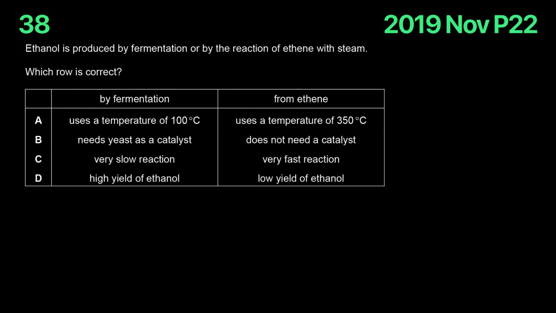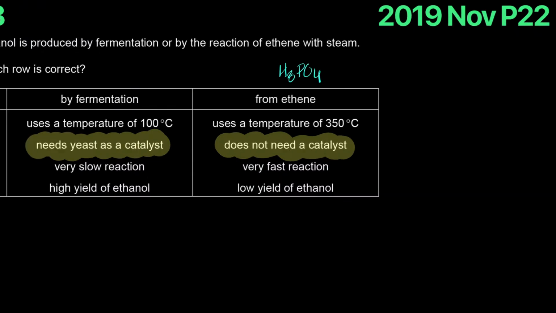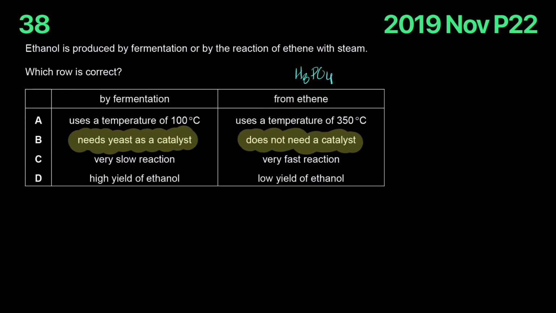B seems right, but why can't I recall the catalyst for ethene? What's the catalyst for this reaction? Ethene reacting with steam? Wasn't it phosphoric acid? H3PO4? I think that's the catalyst. Yes, it is, right? Why?